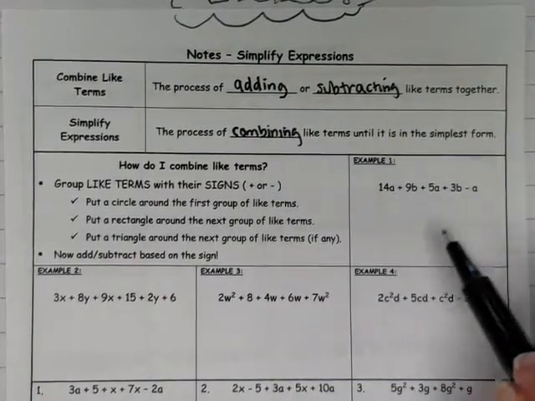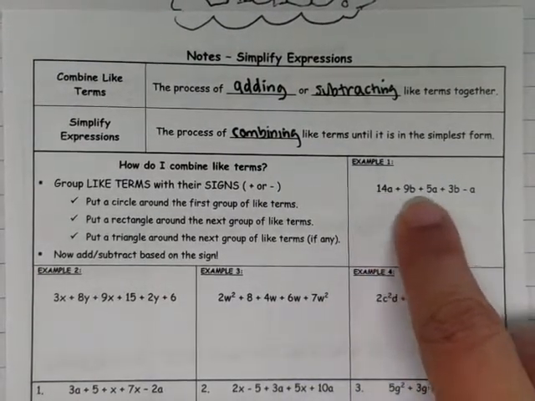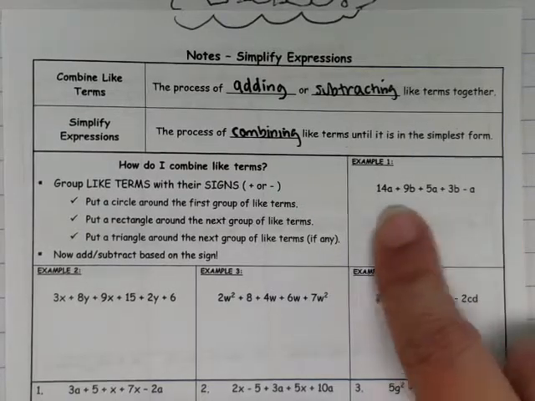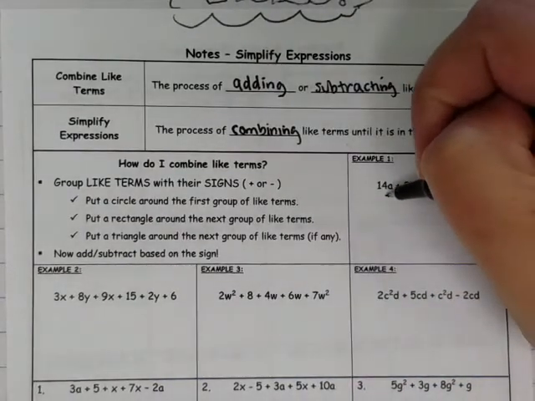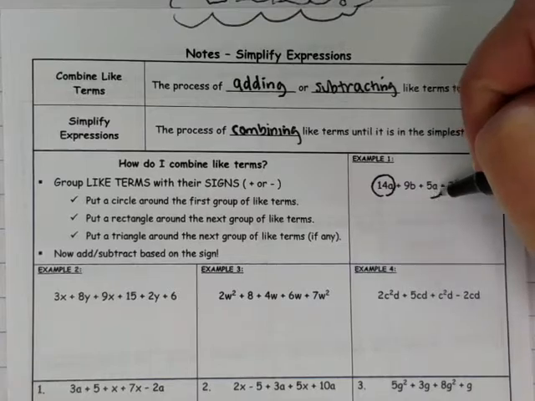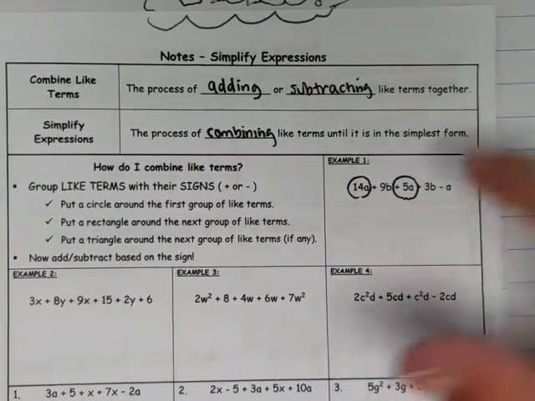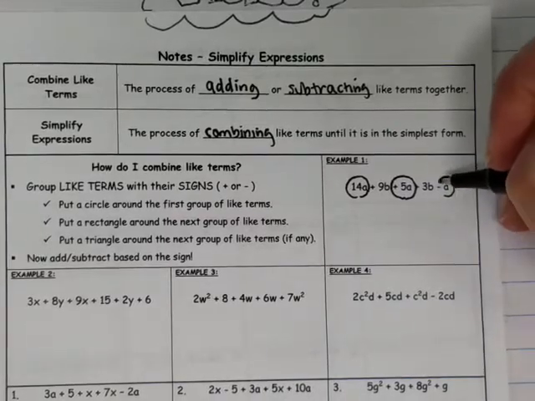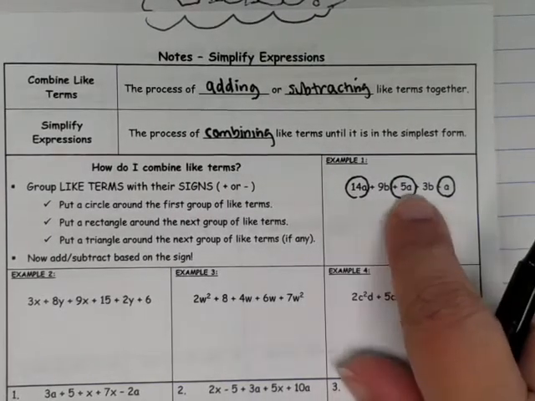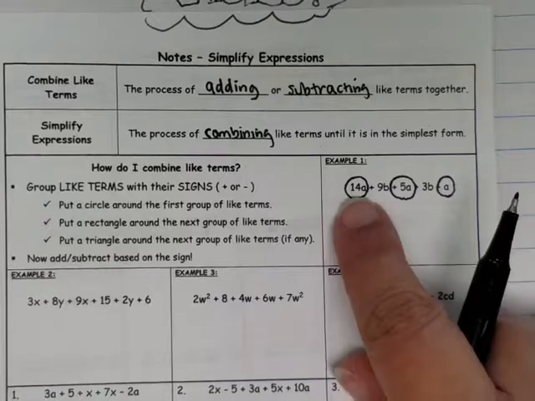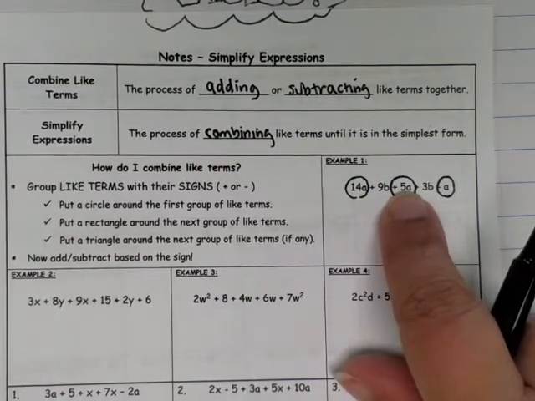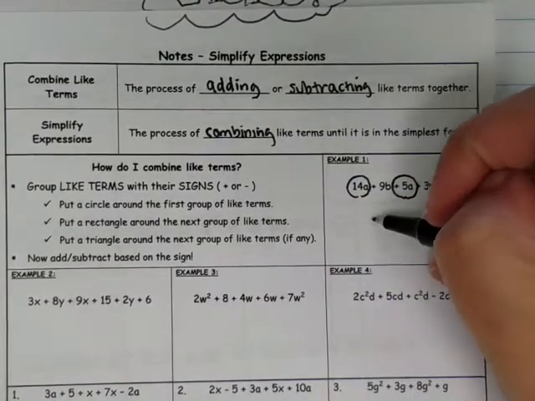So let's look at the first one. I see that I have A's and B's, and that's all that I have. So I'm going to circle all my A's. And when I circle them, I like to circle the sign that's right with it, so I know if I'm going to be adding it or subtracting it. So if we look here, it's 14A plus 5A minus A. So 14 plus 5 is 19. 19 minus 1 is 18. So this gives me 18A.